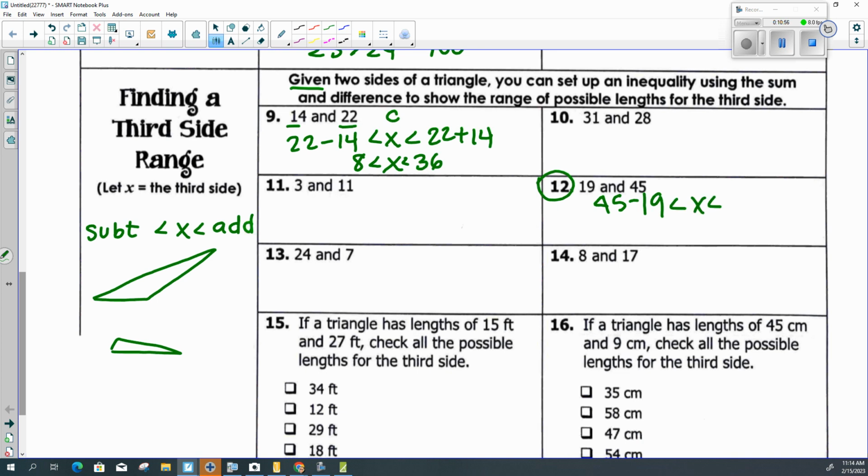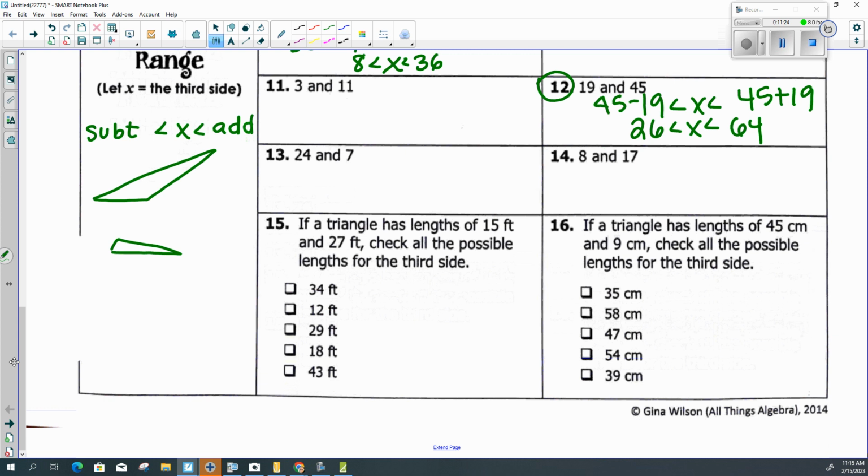So what's on the other side? Lacey, what did you get when you did 45 minus 19? And 64. So there's a lot of lengths. 27, 28, 29, 30, 31, 32, right? All the way up to 63. 64, it can't be. It's got to be less than 64.